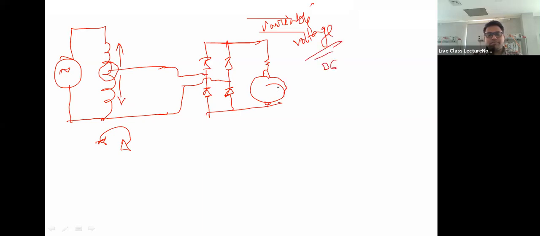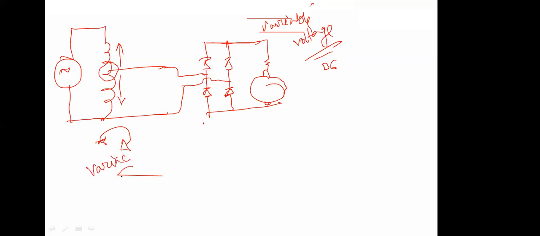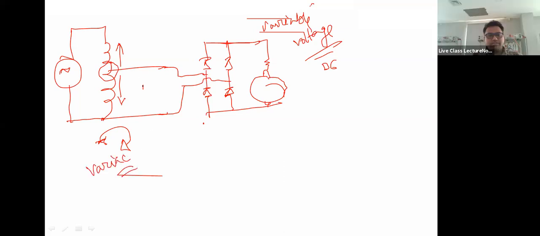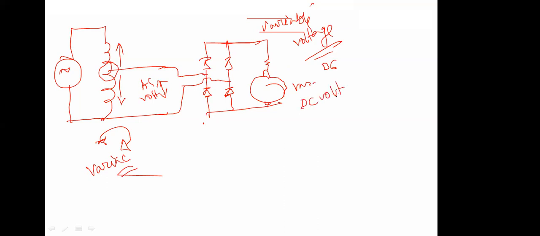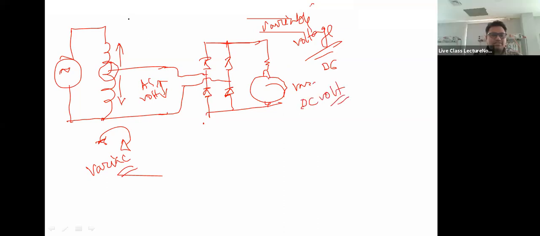So this can be either 3-phase or single phase. If it is 3-phase, then you have to have a 3-phase variac. This is a variac, which will give a variable AC voltage. AC voltage is variable, and it will give a variable DC voltage. Okay, so this is still in practice in some labs, including our labs also, where the variable DC voltage is obtained by changing the variac. But this is not in the application world. It is just for the prototyping world.